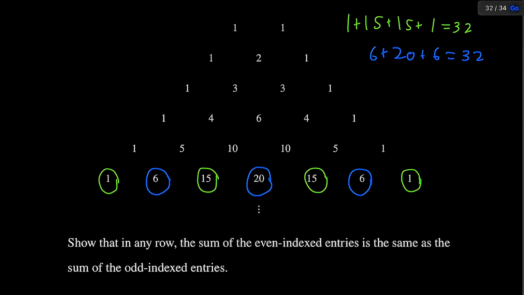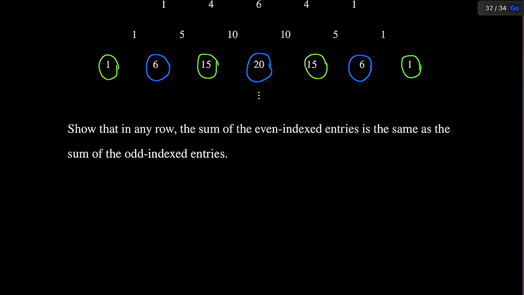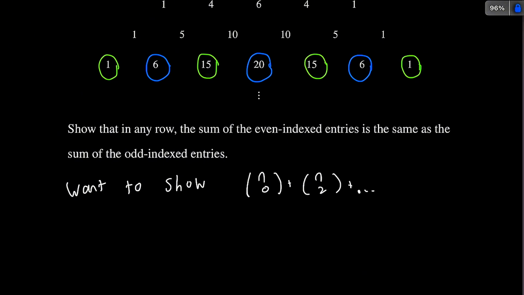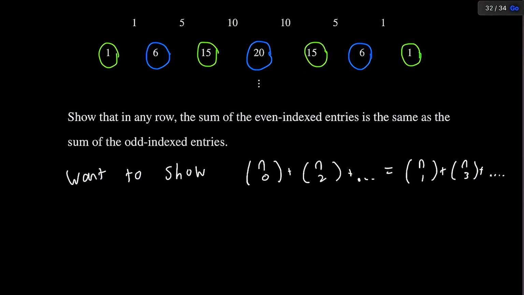Well, first let's phrase the problem a bit better. What is this really saying? Well, what do we want to show? What are the even index entries here? Just n choose 0 plus n choose 2, and so on, right? And the odd ones are n choose 1 plus n choose 3, and so on. Note, I'm not writing the end of this sum. That doesn't mean it's an infinite sum. I just mean I don't know whether n is even or odd. So I'm just going to write the dots since I don't know when the sum ends, right?